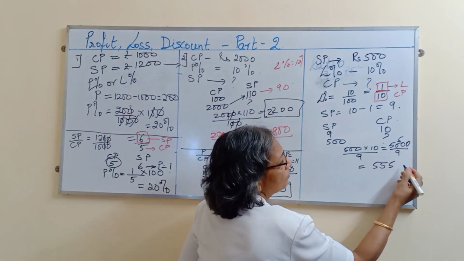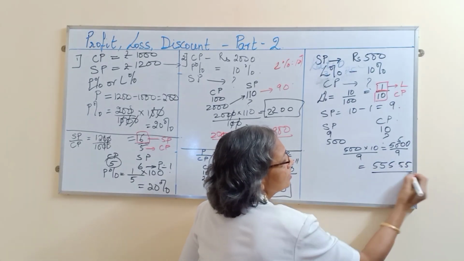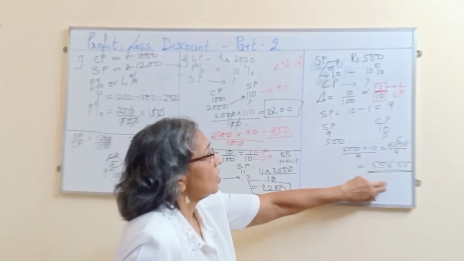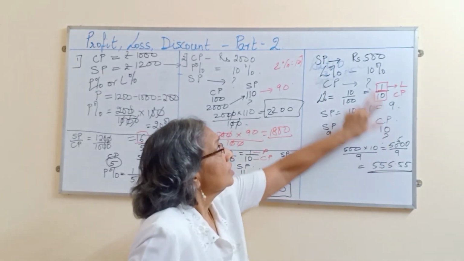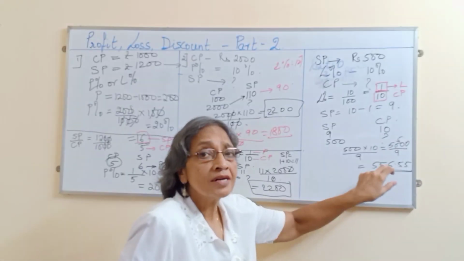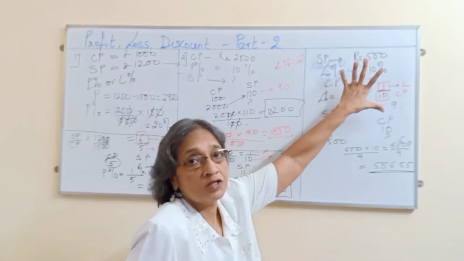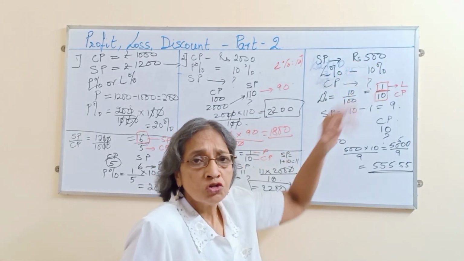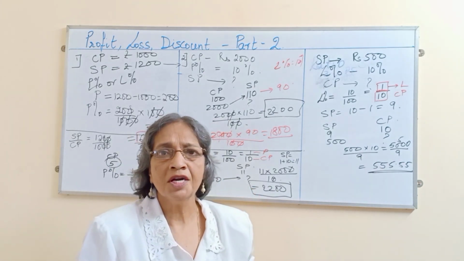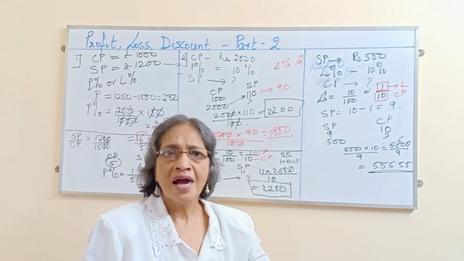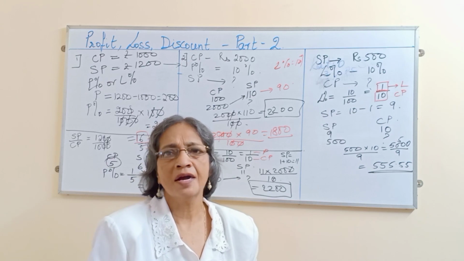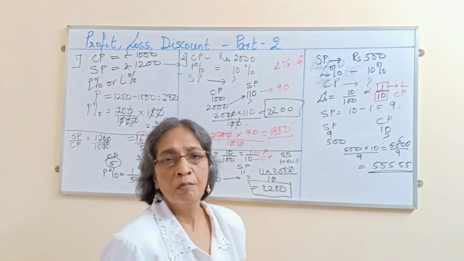Again 9 5s are 45. So this will be a recurring and this will be your CP. Now have a look at this. The SP was 500 but it was a loss. So my CP has to be greater than the SP. Is that clear? So when you are getting your answers, just have a look. What is given, what you need to find, compare the two and see whether you are getting your answers more or less, depending on whatever is asked to you in the problems.